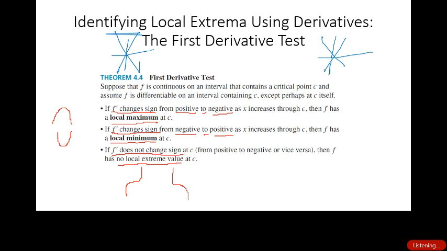So definitely know the first derivative test. You will be using it a lot. And notice its name, first derivative test. There is going to be another test called the second derivative test, which will use the second derivative to classify critical points as minimums or maximums. We're going to get to that later. So just pay attention to which test you're using. Which derivative are you using, the first derivative or the second derivative?